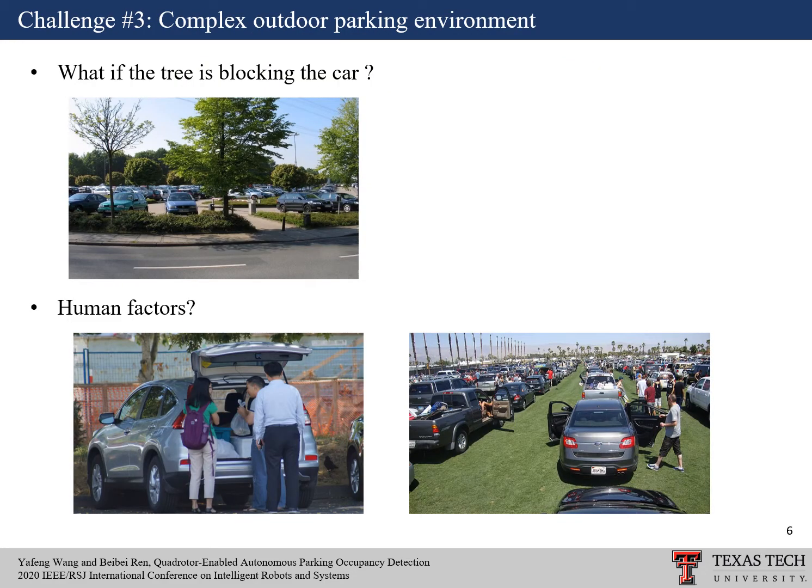However, even though we're using quadrotors, there are still some challenges. First, the whole system should be flying totally outdoors, working with outdoor parking lots. And for outdoor parking lots, it's very normal that there will be trees. So what if the trees are blocking the car? The second question is about human factors. Because for special occasions like music festivals or sports occasions, it's very normal that families get together, they talk to each other, they gather their stuff from their trunk or they open their doors. So in that situation, the image of the car is not a normal image of a car. So what are we going to do with that?